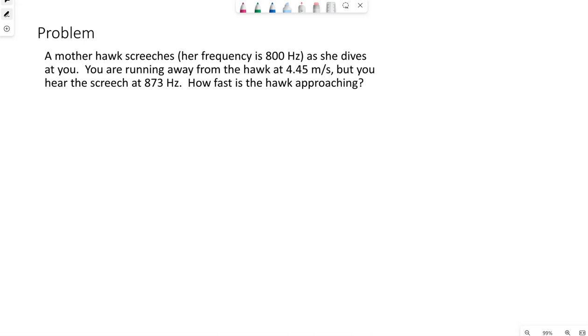So just to get a visual of some sort, we have the hawk, just using a dot to represent the hawk, diving at us. She is the one screeching. We're trying to find out how fast she's traveling. Since she is the one emitting the sound, we use V sub s for the mother hawk. We are running away, or you, V sub o, the observer, is us.